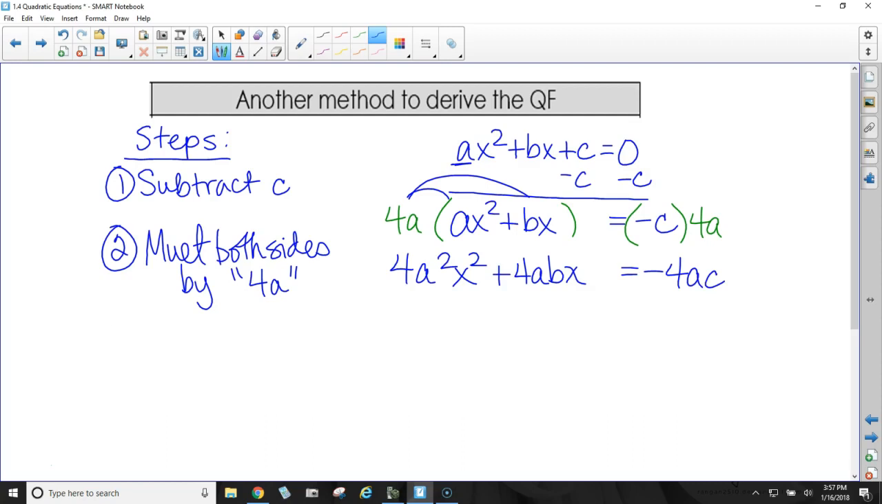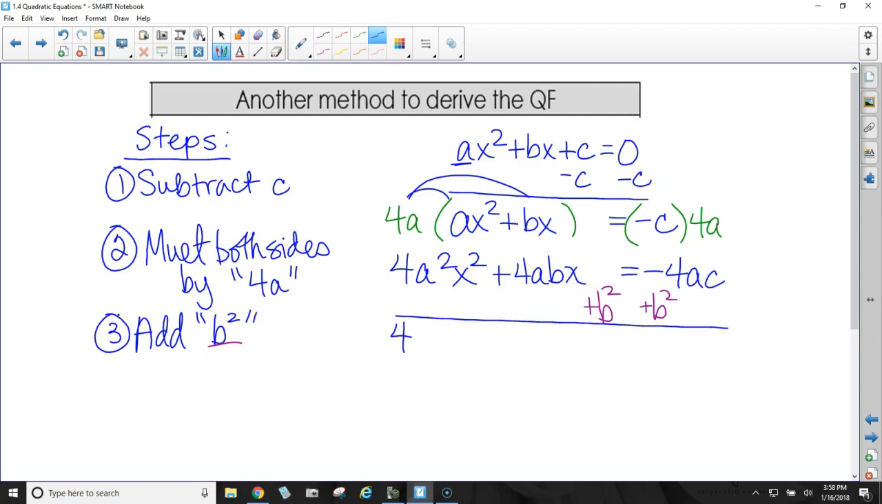The third thing I'm going to do is add something to both sides. What should I add to both sides? Oh, I don't know. b squared. You might be going, why b squared? My answer is because it makes it work and because I can legally do that. I can add b squared to both sides of my equation. Just to get this organized, I'll add the b squared to the left-hand side there and add the b squared to the right-hand side there.